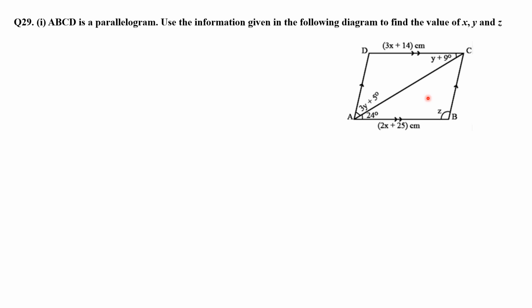So first I'm going to find the value of X. As it is a parallelogram, we know that the opposite sides are equal, isn't it? So AB is equal to CD. From there I can write 2x plus 25 is equal to 3x plus 14. And if I solve it, I will get the value of X, isn't it? So I can write AB equal to CD and you have to give the reason: opposite sides are equal.